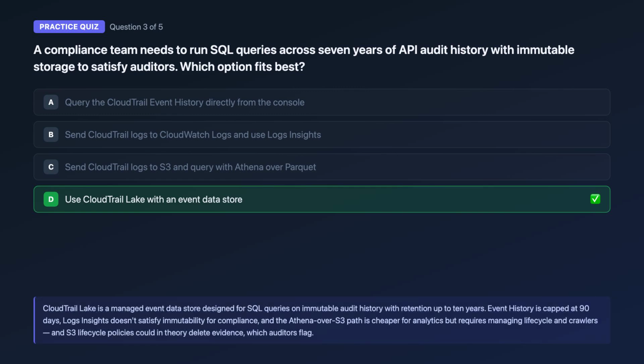The answer is D. CloudTrail Lake is the managed event data store designed for SQL queries on immutable audit history, with retention up to 10 years. Event history only holds 90 days, and the Athena over S3 path lets lifecycle policies delete evidence, which auditors flag.